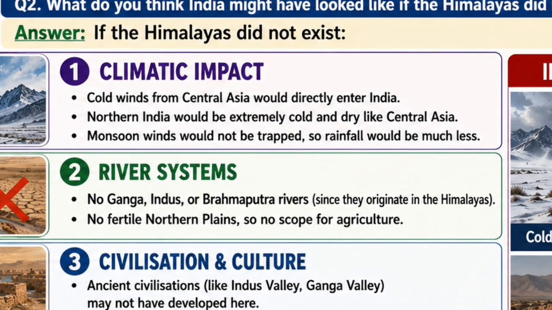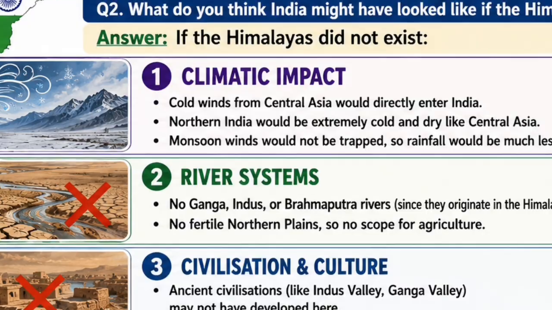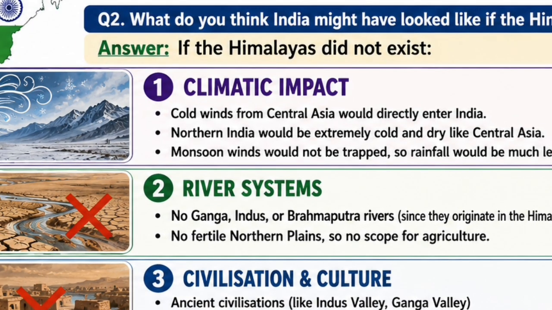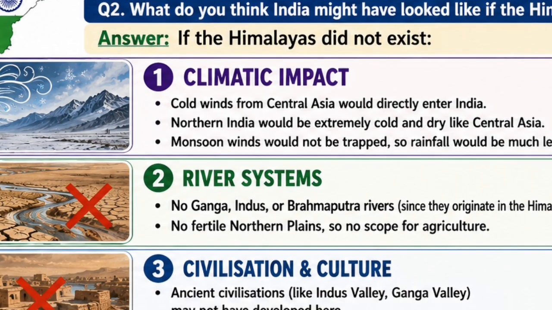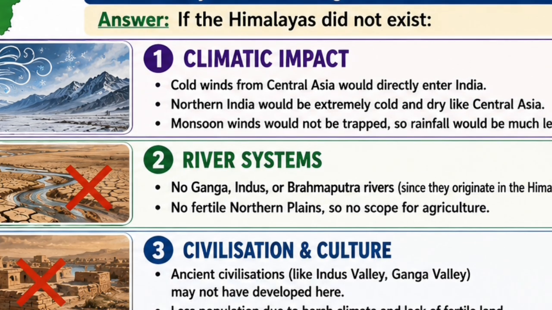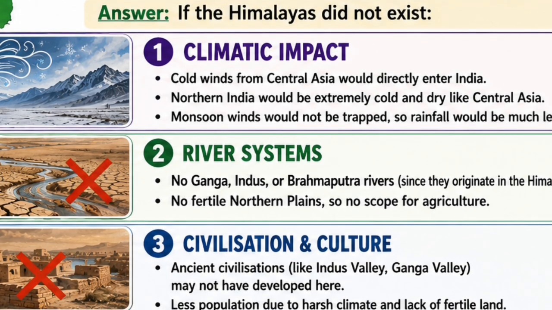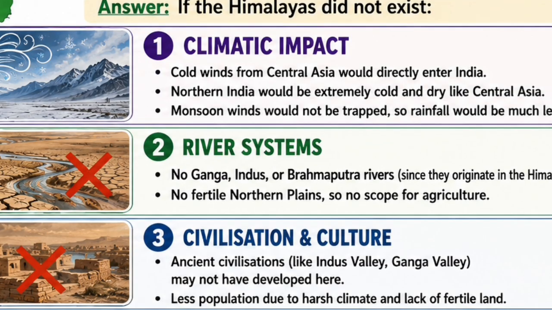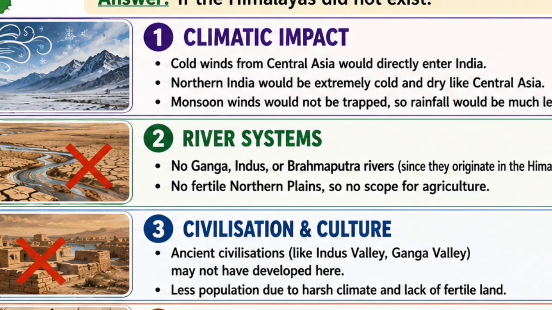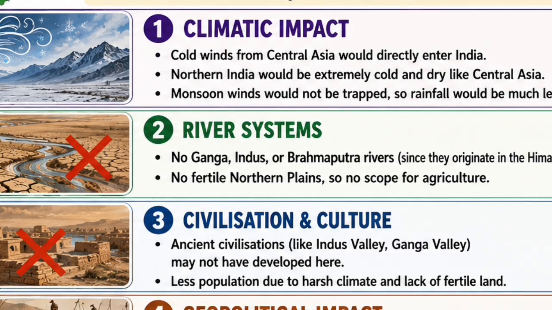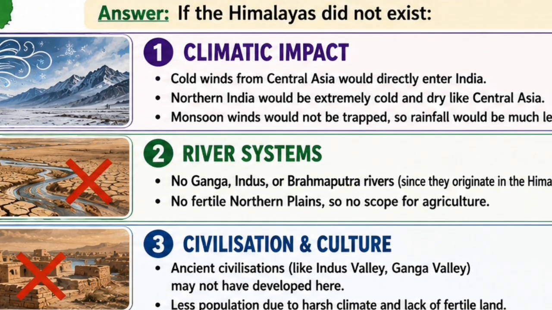Number 1, climatic impact. So what could be the climatic impact? Cold winds from Central Asia would directly enter into India. Cold winds from Central Asia, right? They impact our country. Next, northern India would be extremely cold and dry like Central Asia, right? And monsoon winds would not be trapped, so rainfall would be much less. No impact of monsoon, right? So the climatic conditions could be very harsh, right?